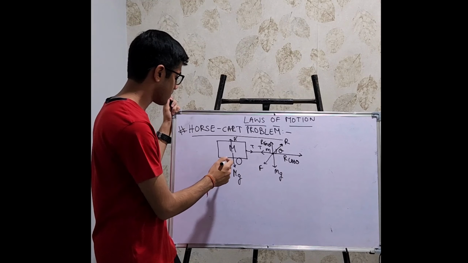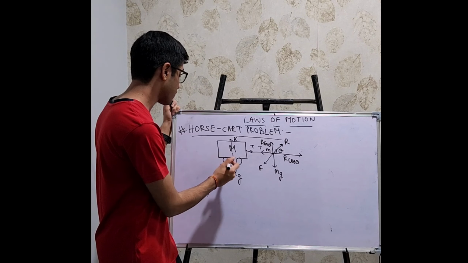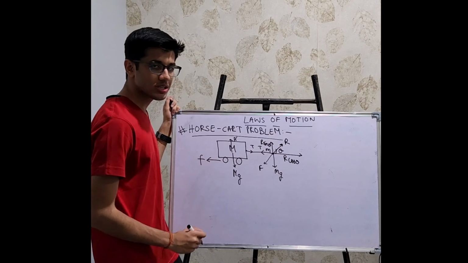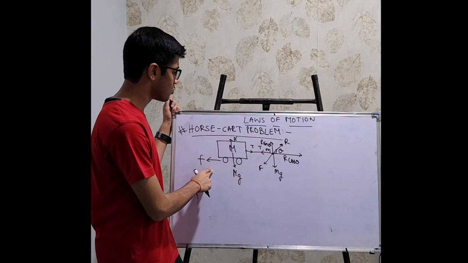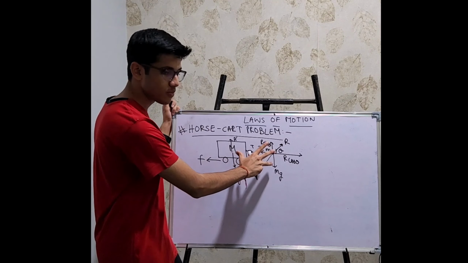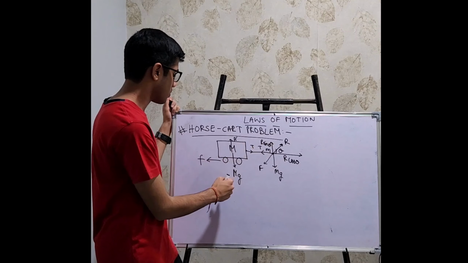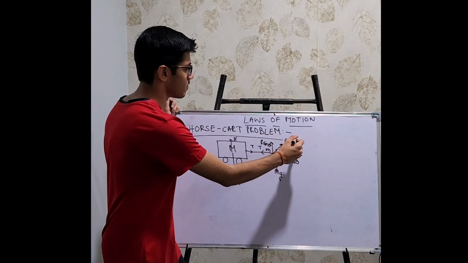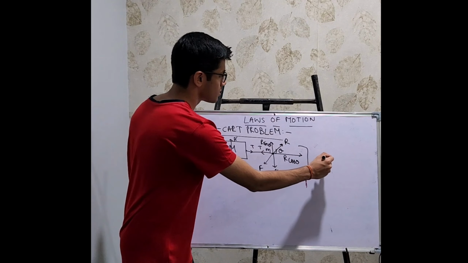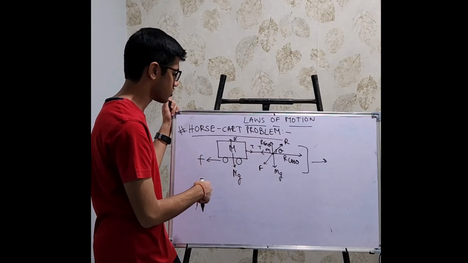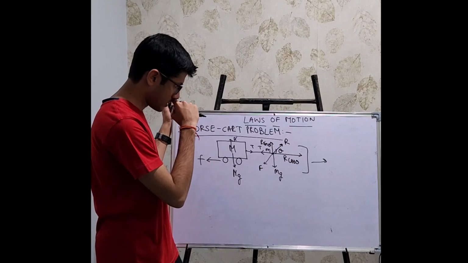Let's say it is not frictionless, there is friction also. Friction is a force which opposes the motion of the system, in this case of the body. So it opposes the motion of the cart and the horse. They want to go towards this side, so friction will act opposite to this side, opposing the motion of the system.